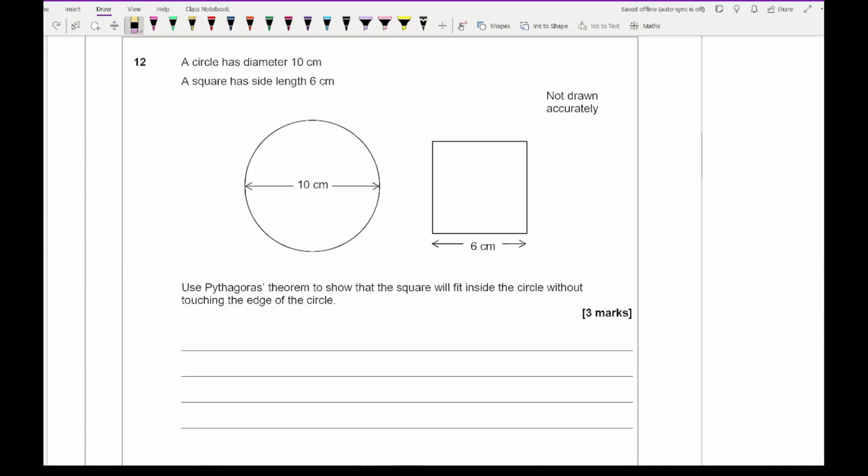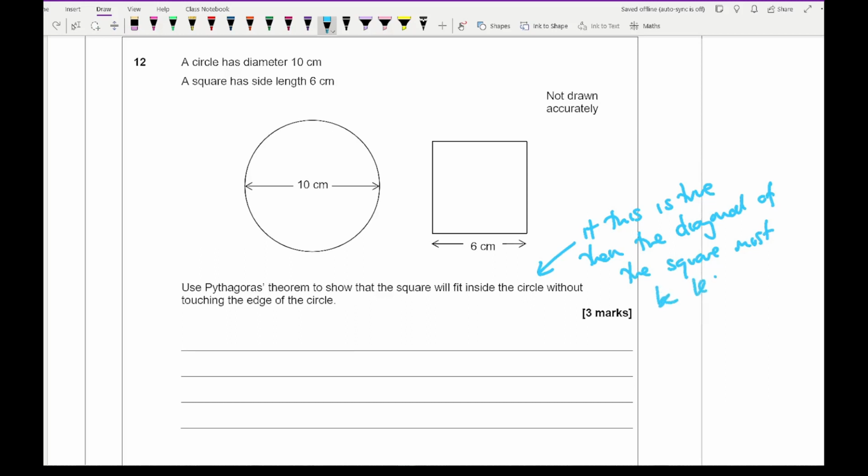So moving on to question 12, it says that a circle has a diameter of 10 centimeters and a square has a length of 6 centimeters. Use Pythagoras' theorem to show that the square will fit inside the circle without touching the edge. So if this is true, then the diagonal of the square must be less than 10.